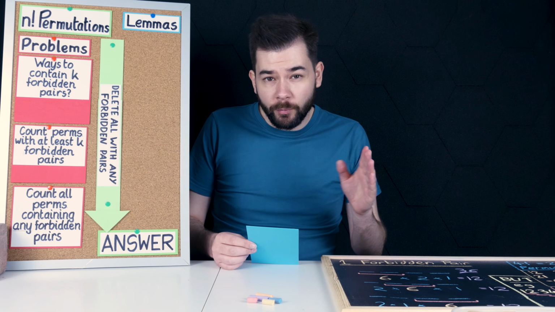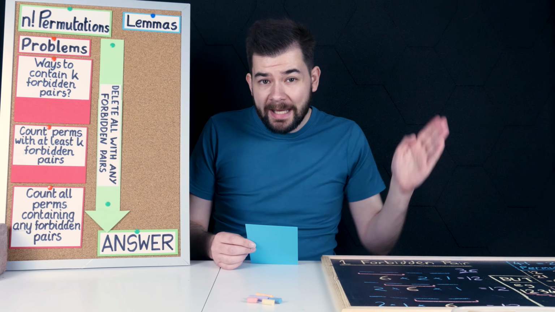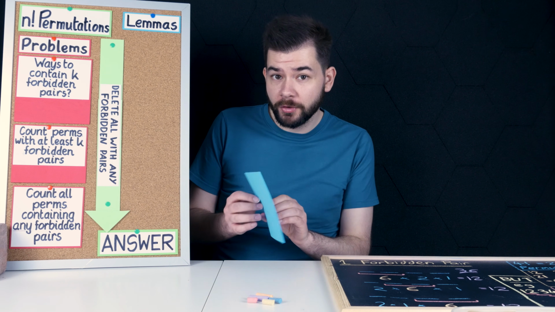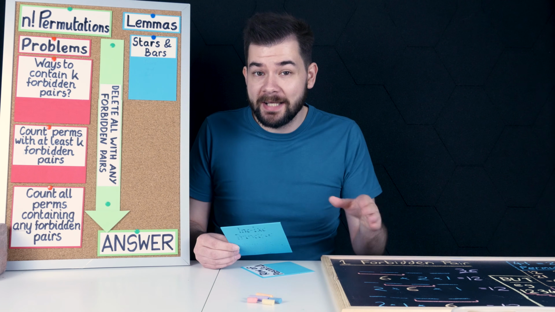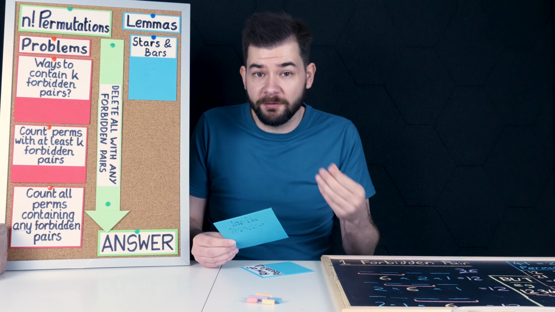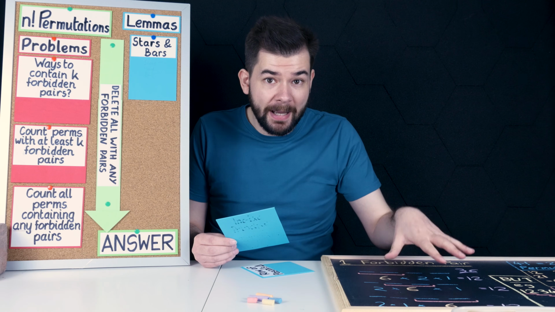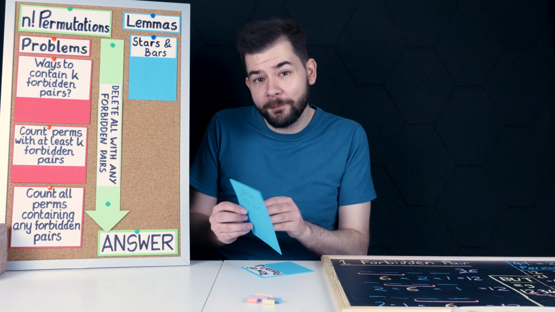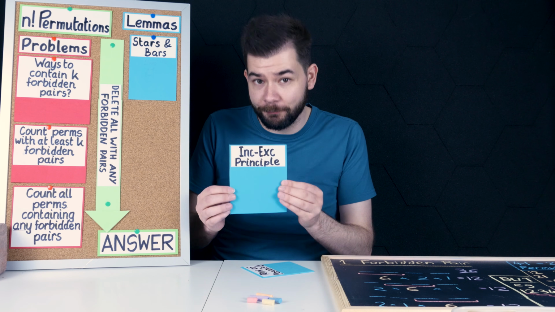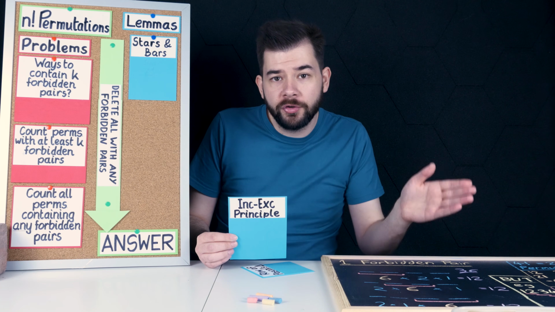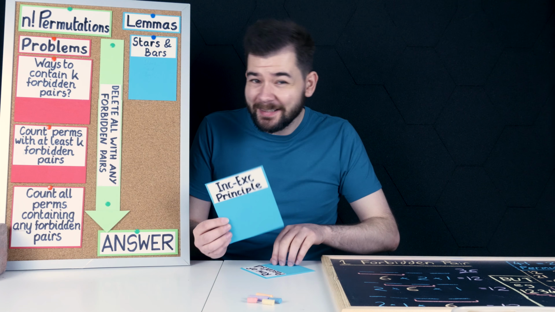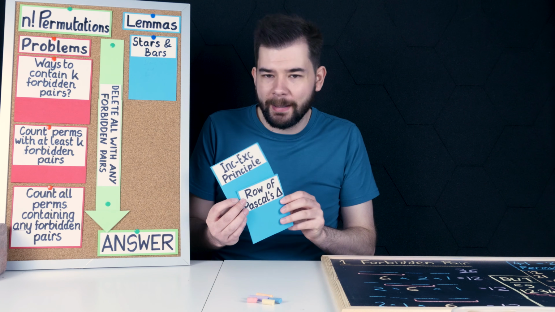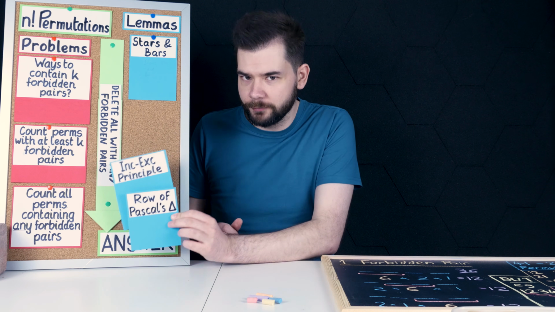The first thing we need is a way of enumerating all of the locations of a forbidden pair, and we'll solve that using something called the stars and bars. And the second thing we'll need is a clever way of enumerating the number of permutations that contain a specific amount of forbidden pairs. We'll do that with something called the Inclusion-Exclusion Principle. That's going to make sure we don't under or overcount the number of permutations in a specific case. And the last fact we'll need is just a little fact about Pascal's triangle, but that's only a little thing. Don't worry, we'll get to it.